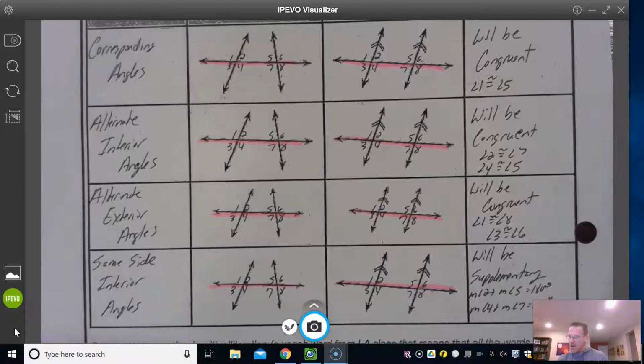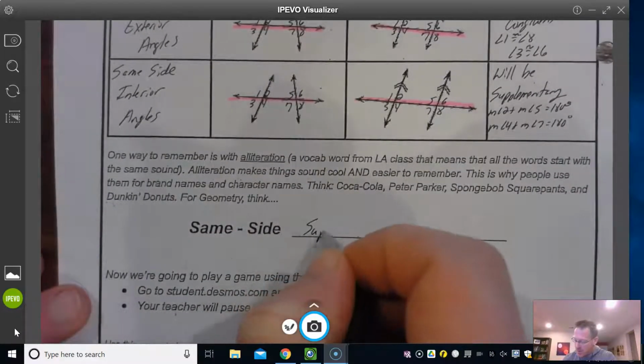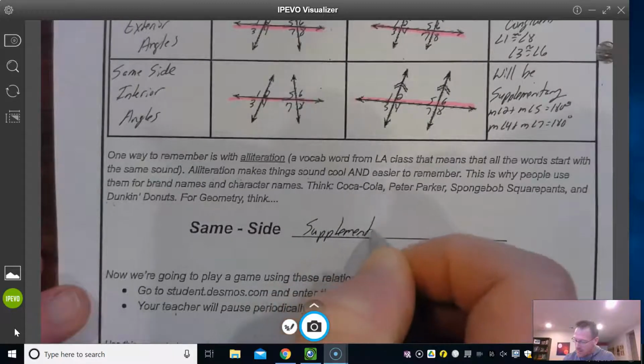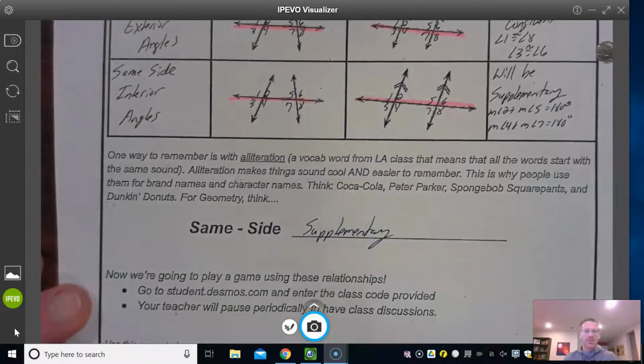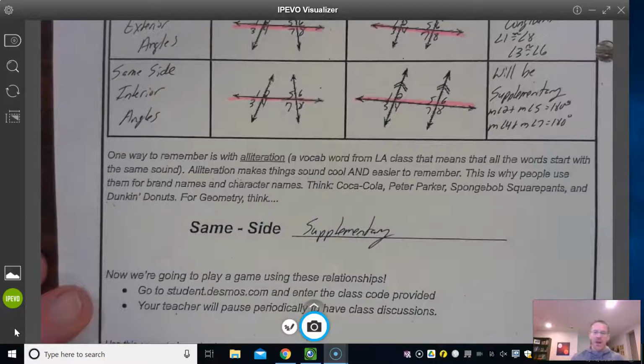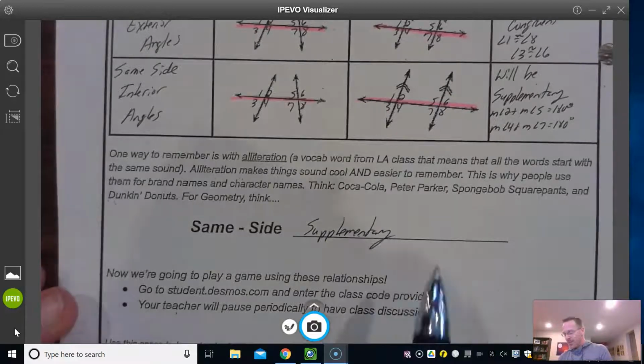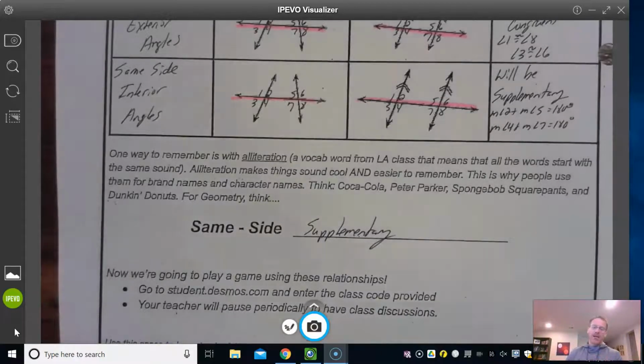So now when you think about alliteration, same side are supplementary. Same side supplementary. So just think about all those alliterations. Marvel is famous for that, right? All the different people there, with J. Jonathan, Peter Parker, all the different names that start with the same letters.